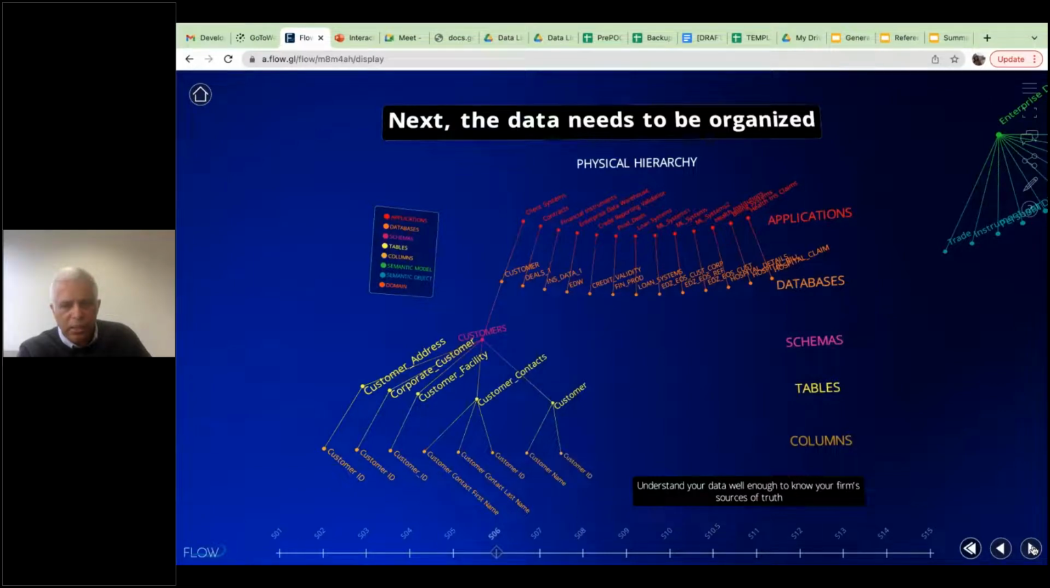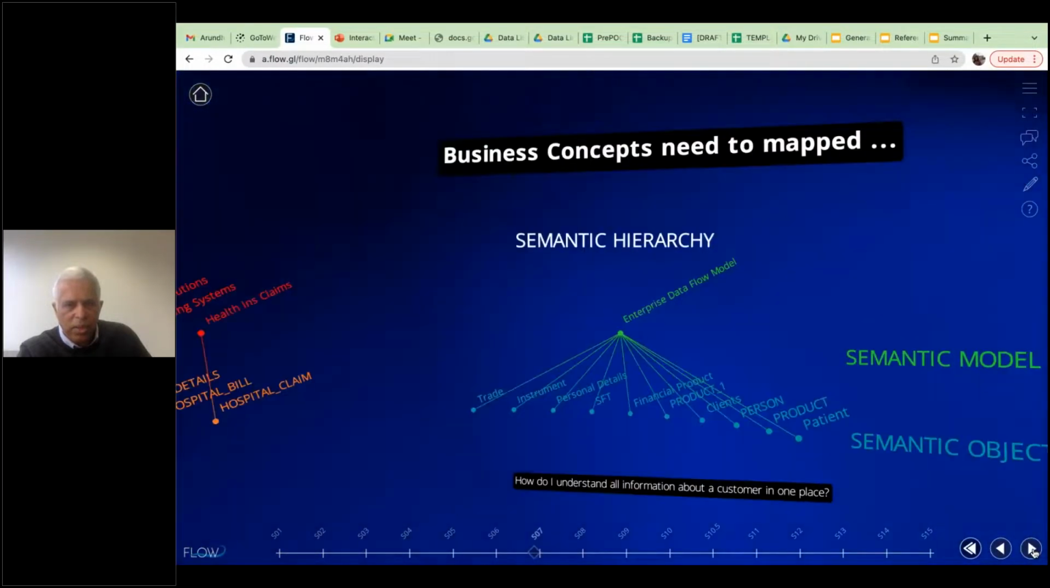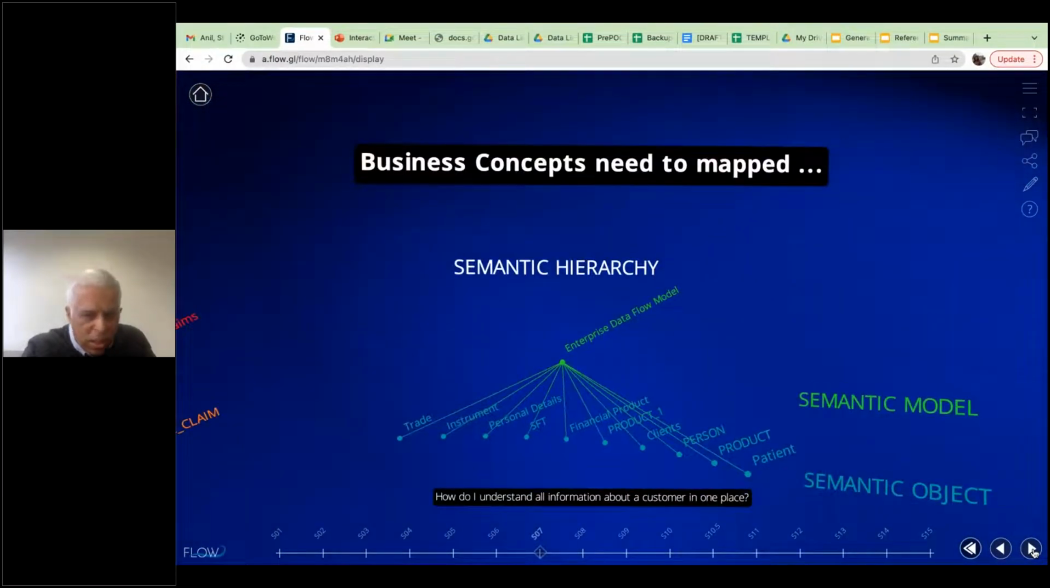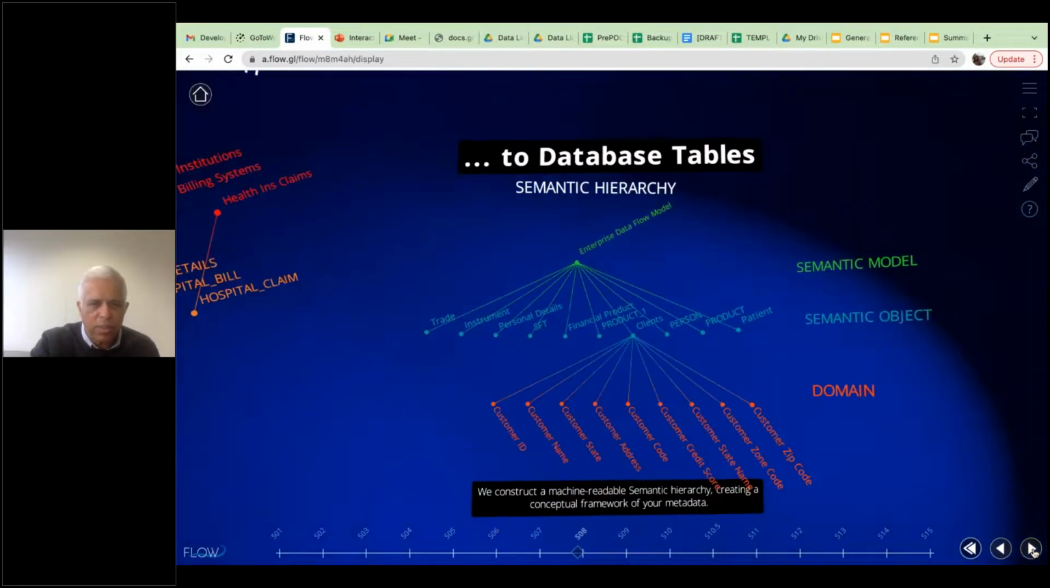And then, moving on to the next step, we are able to say that here are the things that we run our business on. So, trades and products and clients and persons and patients, whatever, right? There's a whole bunch of business concepts that the business runs on. So here's the semantic model of how the business is running. And so we understand how the business is running.